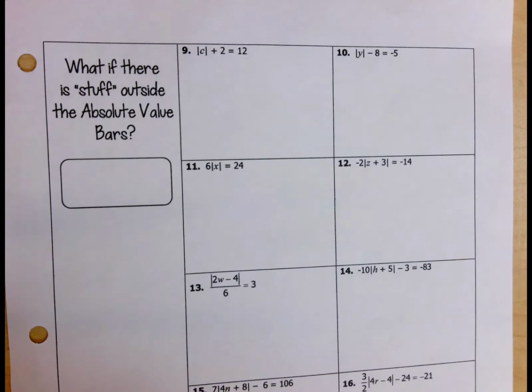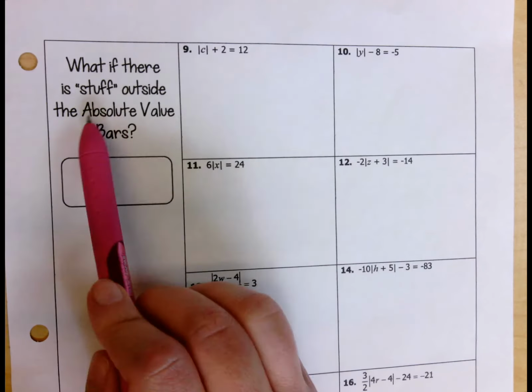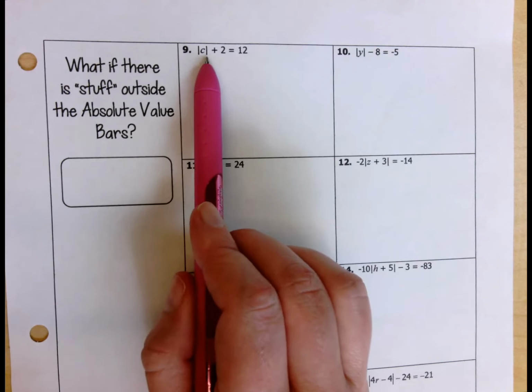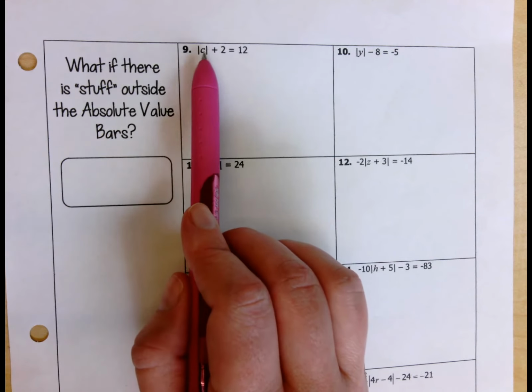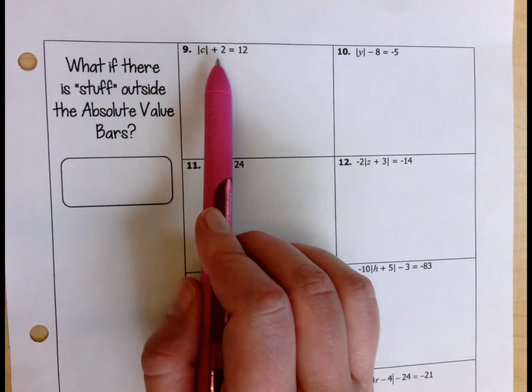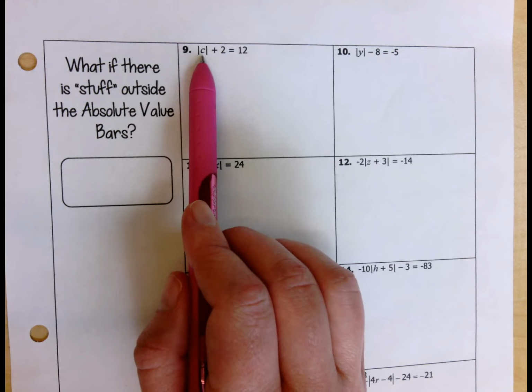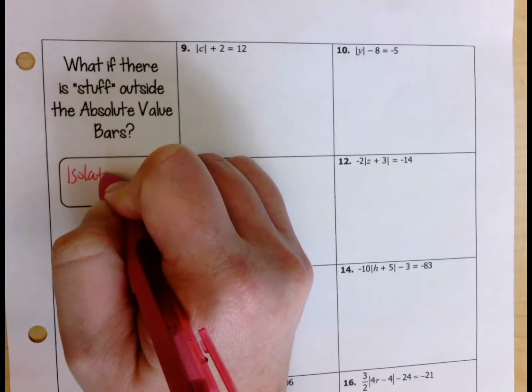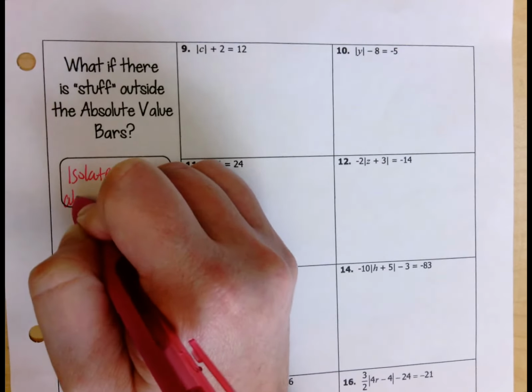Okay, so remember that the first step for absolute value was to isolate the absolute value expression. So what if there is stuff outside of it? What if there is other stuff involved here? Like for example, number 9, I have the absolute value of C, and then I have plus 2. Well, that's not by itself. So what do I do? Don't forget you are going to isolate the absolute value.